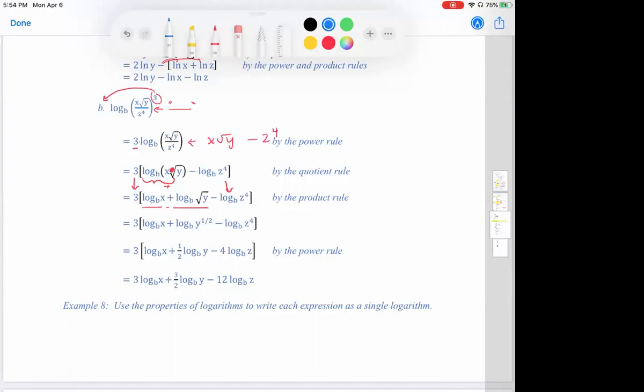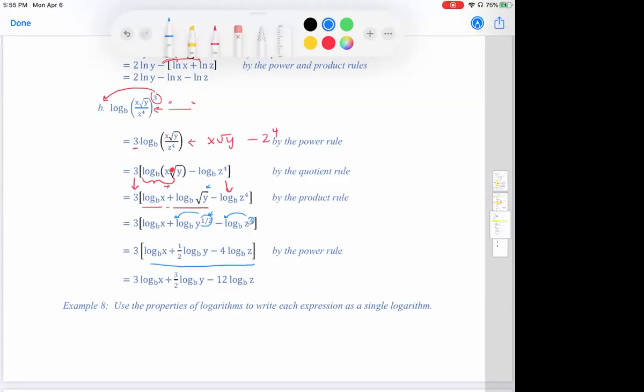Okay, now you see this square root? Remember, square root is the exponent of 1/2. So I can now bring my exponents forward. I can bring the 1/2 forward to that log, and take that 4 and bring it forward to that log. All right, so in brackets, I have log base b of x plus 1/2 log base b of y and 4 times log base b of z.